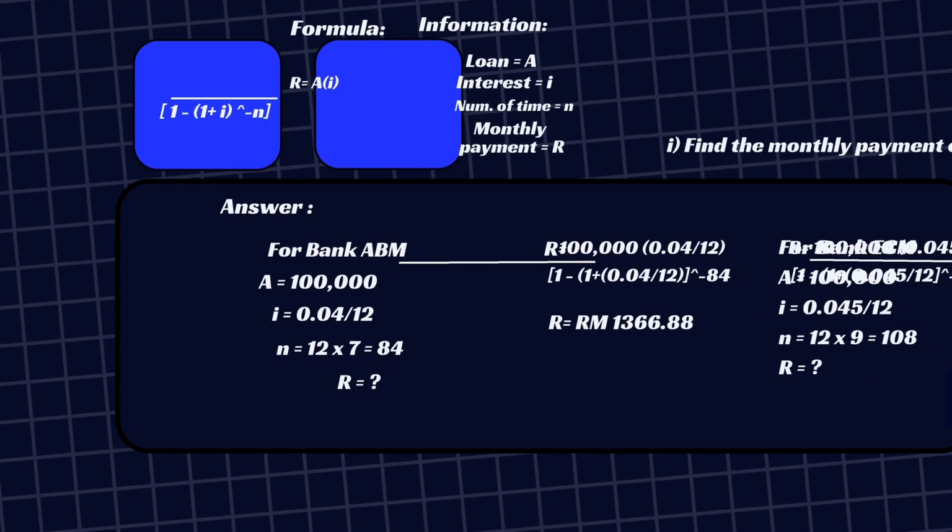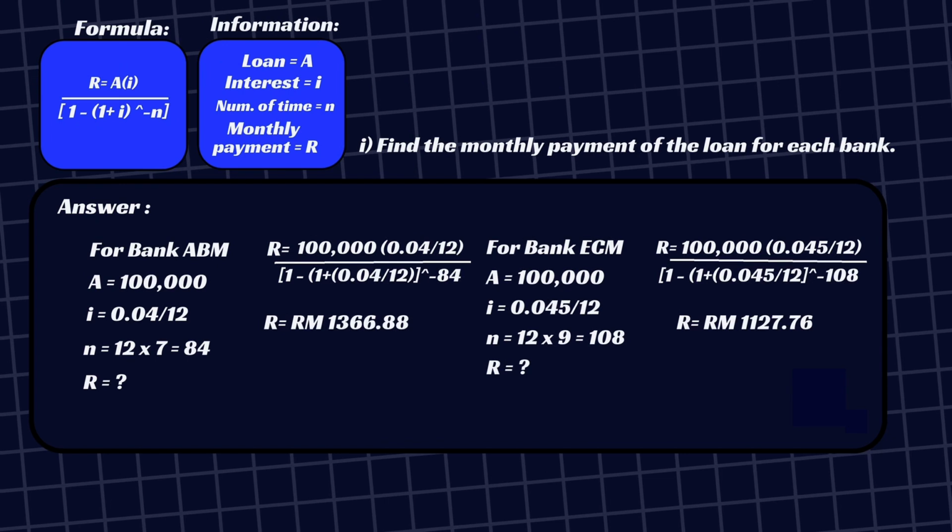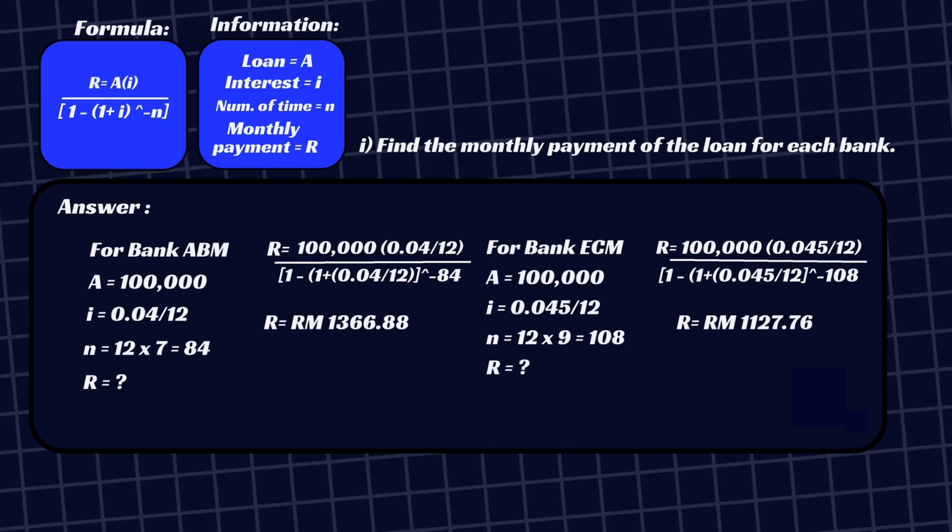First question, find the monthly payment of the loan for each bank. From the previous slide, we can list out some information. We know that 100,000 ringgit is personal loan, which is A for both banks. Interest for bank ABM, i equal to 0.04 divided by 12, and the number of time is 84. So, what is R? Then, we just put the information into the formula to find R. For bank ABM, R equal to 1,366 ringgit and 88 cent.